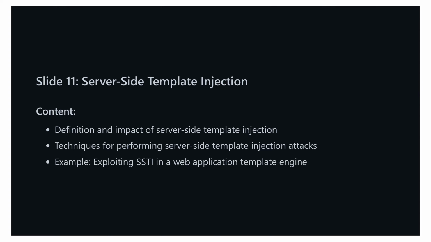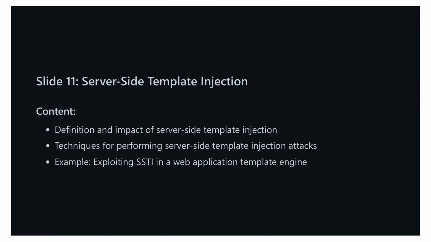SSTI occurs when user inputs are concatenated into templates and evaluated by the server's rendering engine. This can allow an attacker to execute arbitrary code on the server, potentially leading to data breaches, system compromise, and even remote code execution. To perform SSTI attacks, attackers often identify injection points by using payloads that can manipulate the template syntax. Techniques include introducing placeholders or expressions that break out of the intended context, thereby injecting malicious code.